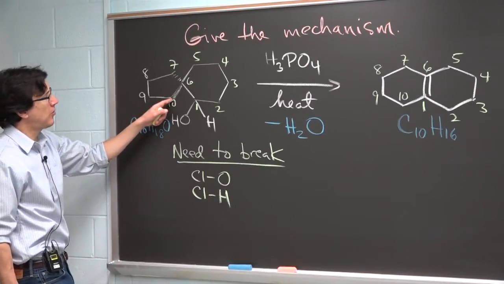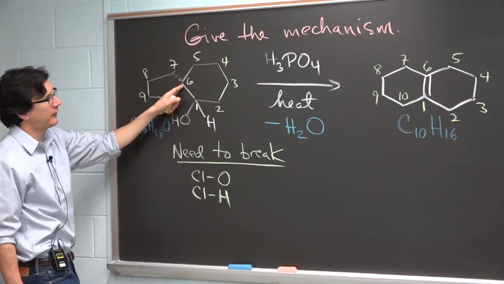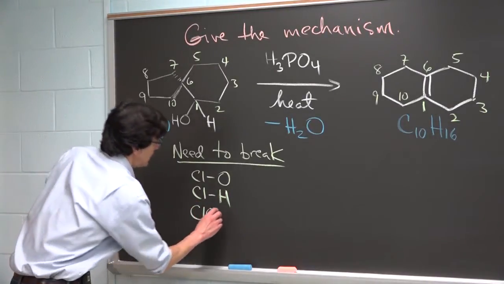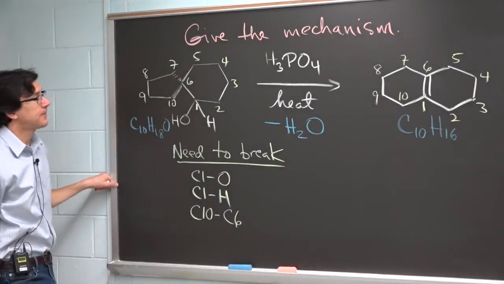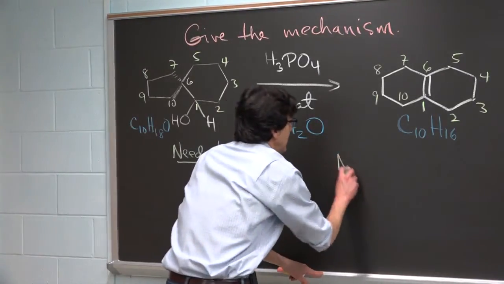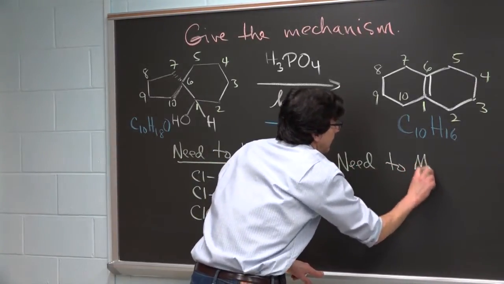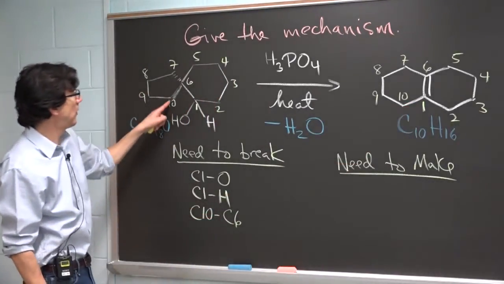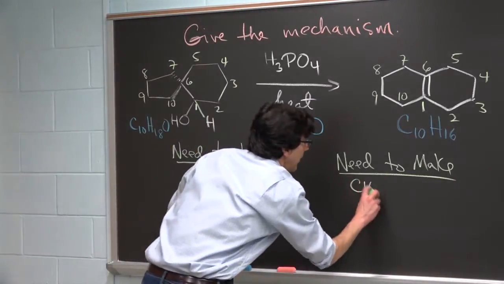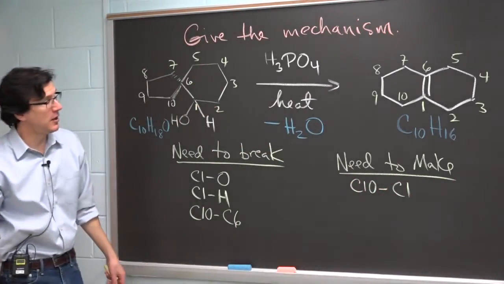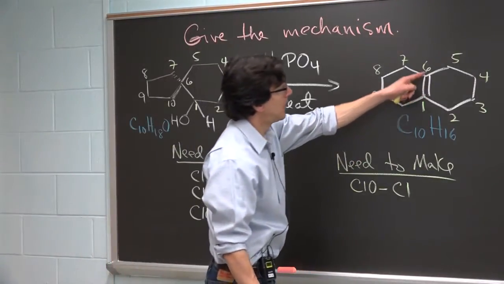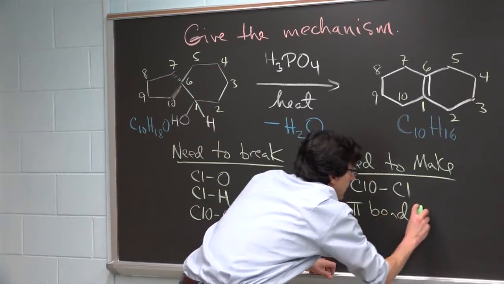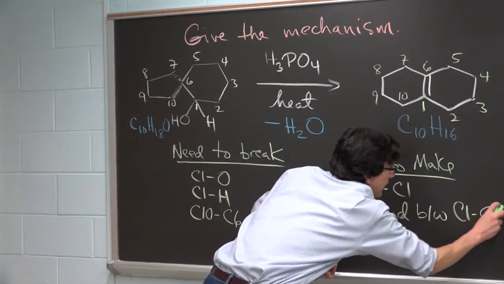In the starting material, carbon 10 is connected to carbon 6, but in the product, it is not. So I need to break the bond between carbon 10 and carbon 6. And then there are some bonds that I need to make. In the product, 10 is connected to 1, whereas over here it isn't. So I need to make a bond between C10 and C1. I need to make a double bond between carbon 1 and carbon 6. So I need to make a pi bond between carbon 1 and carbon 6.